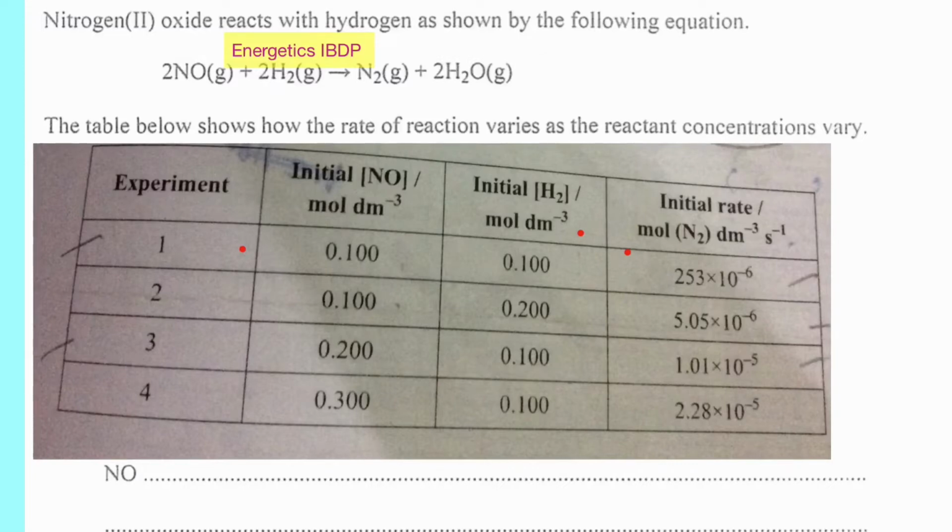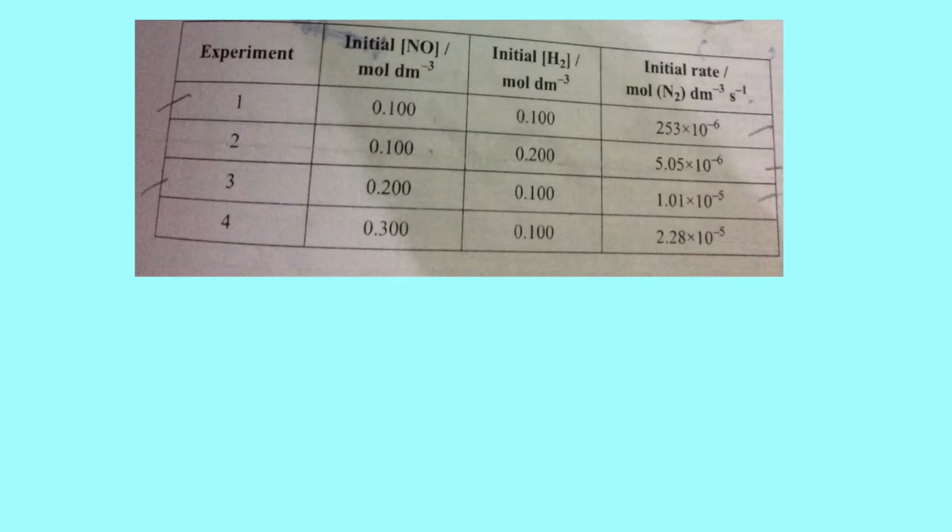So let's find out. In order to find the order of reaction with respect to NO, we have to keep the concentration of the other one, that is H2, constant. So we can see where H2 is constant. In experiment number 1 and experiment number 3, you can see it is the same value, 0.100 and 0.100. So this is constant. So we can find it for NO, because NO is changing and H2 is constant. So we will find the order with respect to NO.